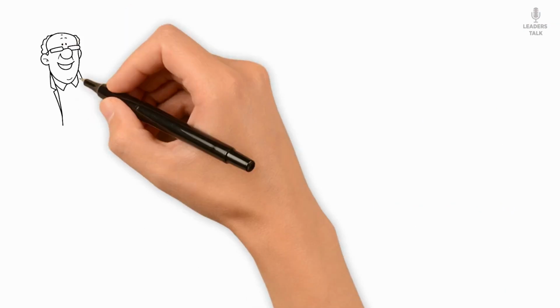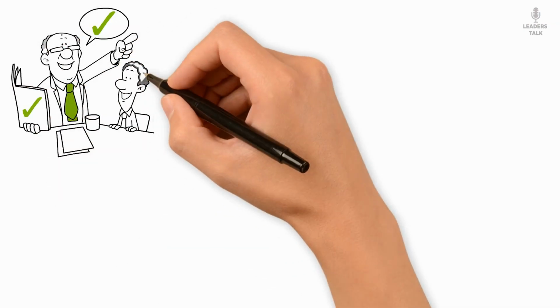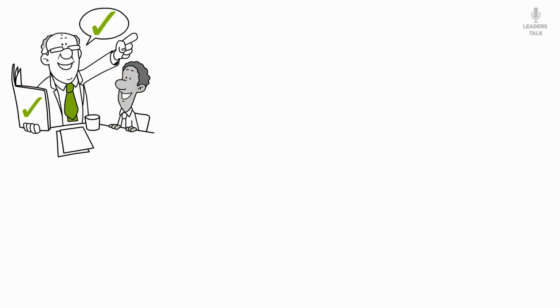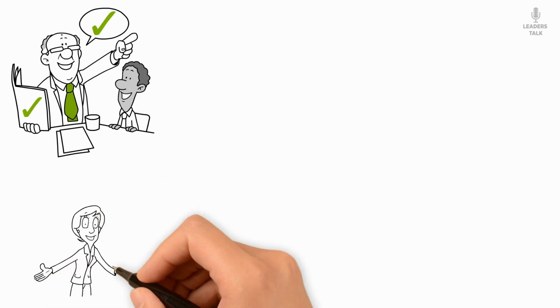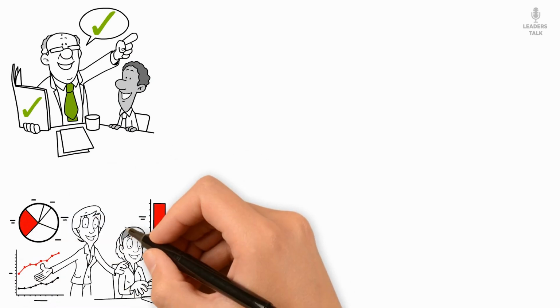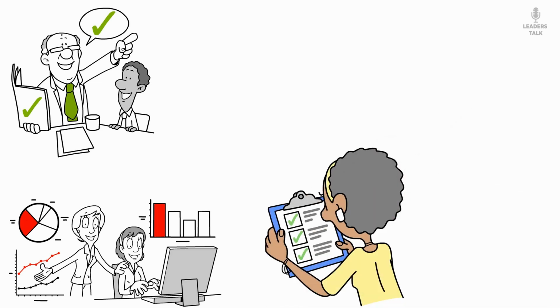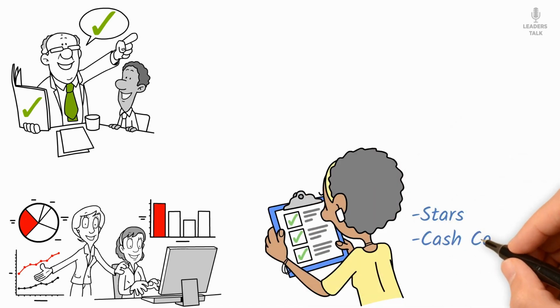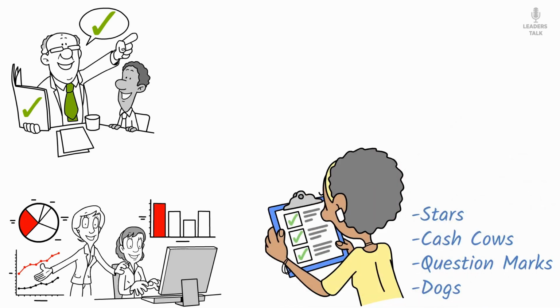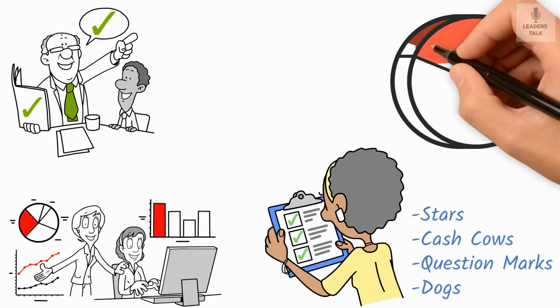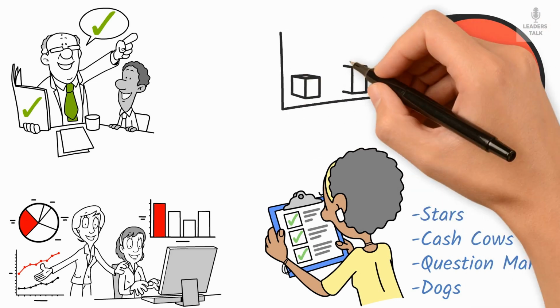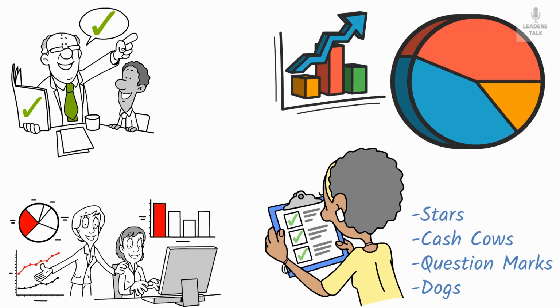And there you have it, a comprehensive answer to all the questions about the BCG matrix. It's a timeless tool that has helped businesses across the globe manage their product portfolios strategically. By categorizing products into stars, cash cows, question marks, and dogs, companies can allocate resources effectively, maximize profitability, and ensure long-term success.